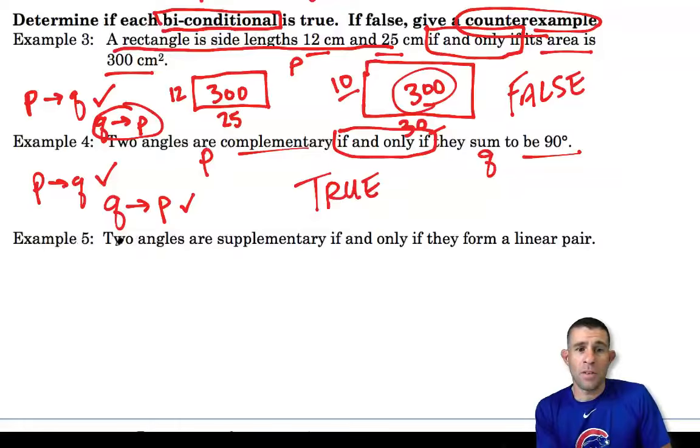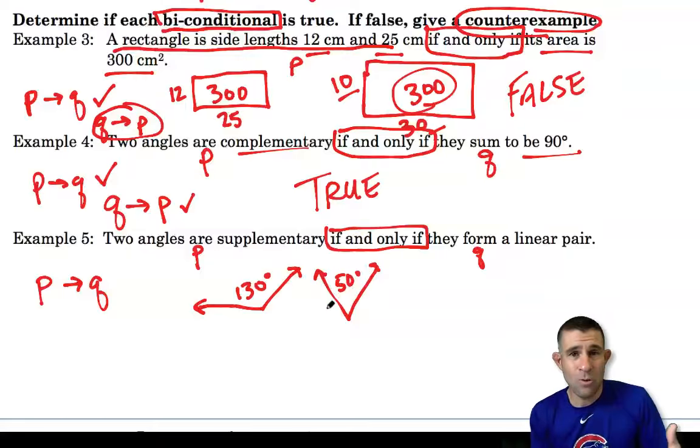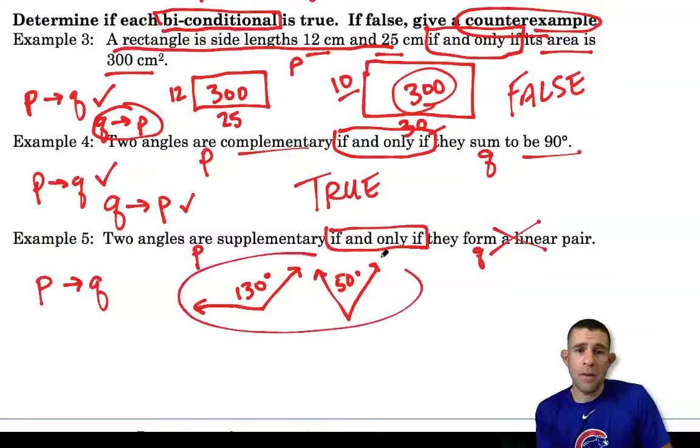All right, next example says two angles are supplementary if and only if they form a linear pair. So we'll make this my P and my Q, and let's evaluate the truth of P implies Q. If two angles are supplementary, then they form a linear pair. Is this true or false? Well, I can come up with two angles that are supplementary, such as this angle here, 130, and this angle here, let's say it's 50 degrees. These guys are supplementary because they add to equal 180, but they don't form a linear pair. So this is my counterexample that proves this biconditional statement is false.